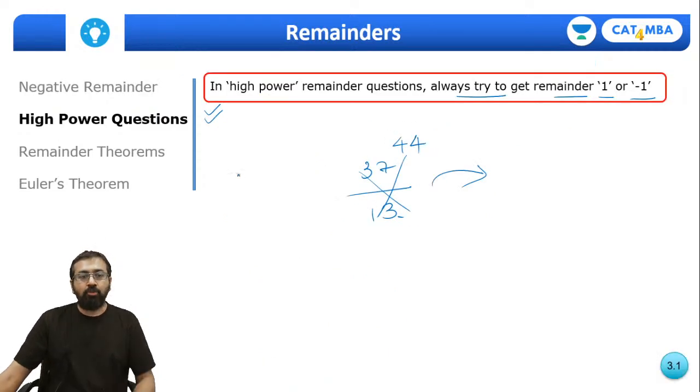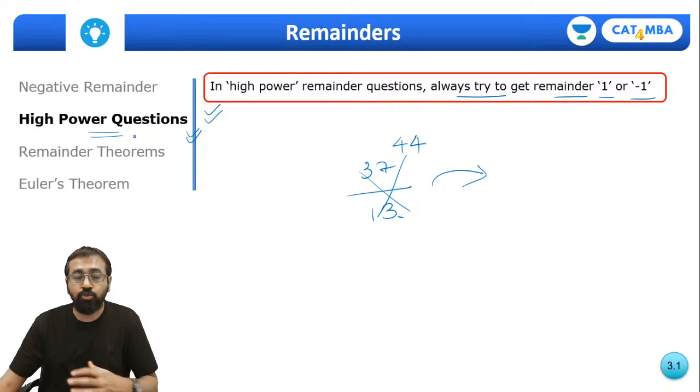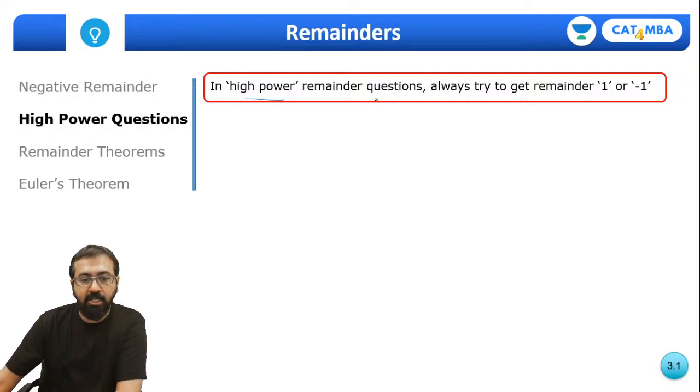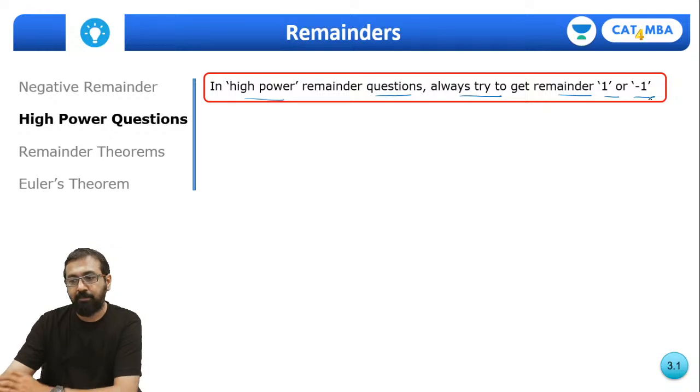Okay, so coming back to this point, for all those who have just joined, we are talking about the remainder concept, and we are discussing high power remainders, how to solve high power remainder questions. The point I have just mentioned is that in high power remainder questions, always try to get the remainder as 1 or minus 1.